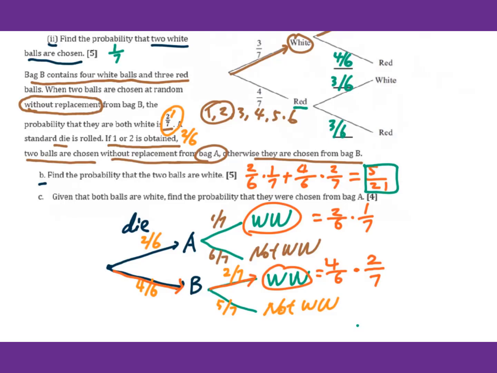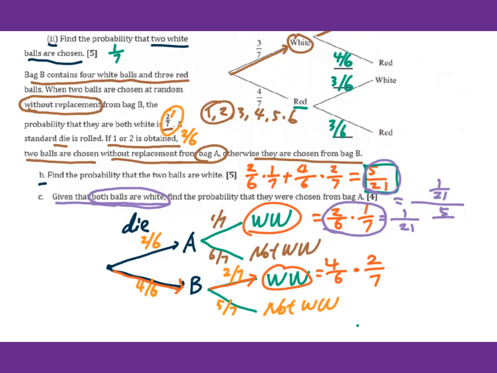Let's go to part C. Given that both balls are white, given that means we consider this is a total. Find the probability that they were chosen from bag A. From bag A, this will be the probability. Then you will divide it by given both balls are white, this one. In other words, let's work this out. That will be 1 over 21. So 1 over 21 over 5 over 21. You will get 1 over 5.